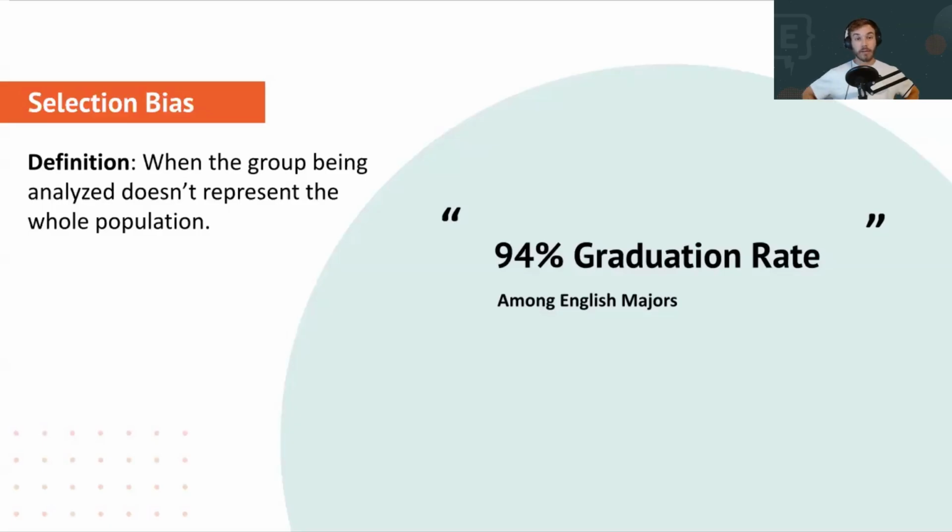of our total student body. We're only looking at English majors, and we note their exceptional graduation rate. And while that might be okay for marketing purposes, like if it's a program site on the website, and we say our English majors have a 94% graduation rate, I think that's a perfectly acceptable use.